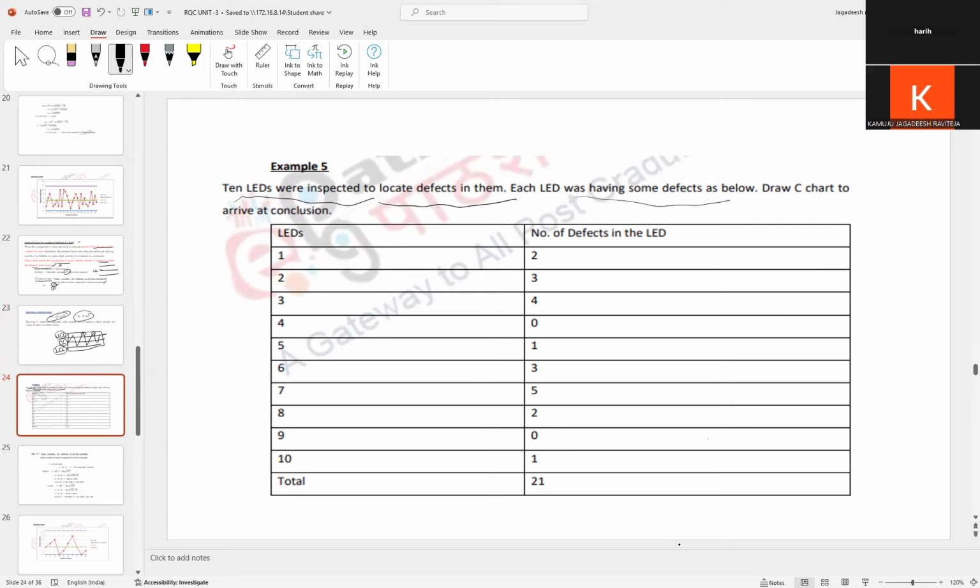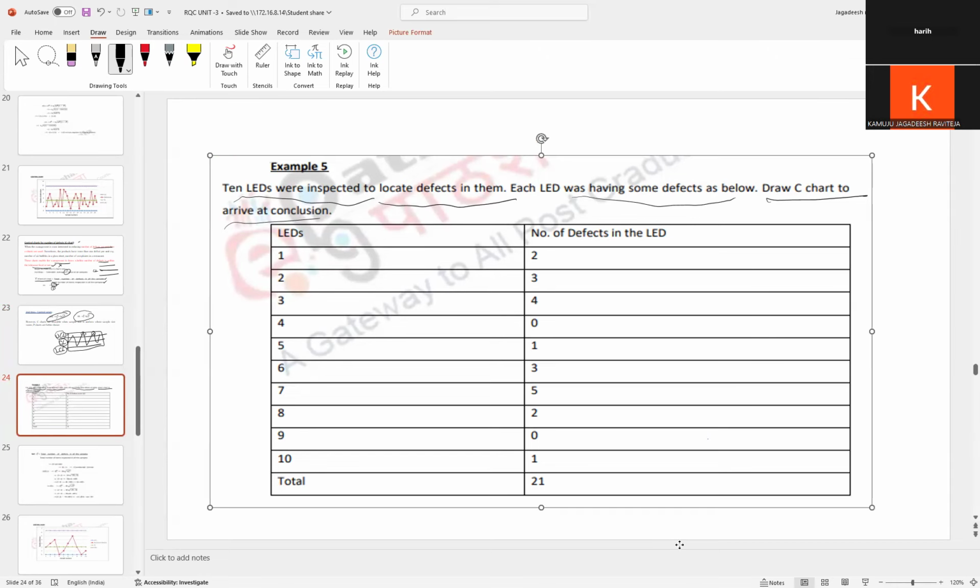Each LED is having some defects shown below. Each and every LED is having a few defects, maybe a fuse problem, maybe some other internal break. Okay, draw the control chart to arrive at the conclusion. So we may not estimate manually. After finding the control chart, we can estimate the parameter and we'll find whether the system is in control or out of control. Okay, so these are the LEDs.